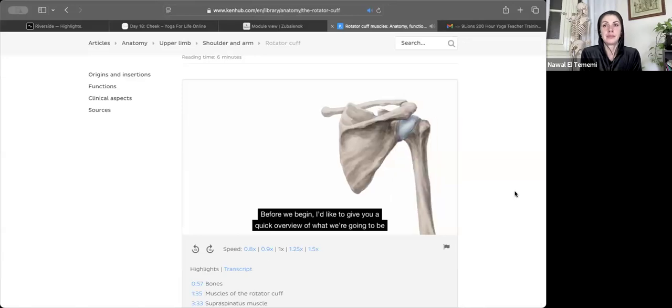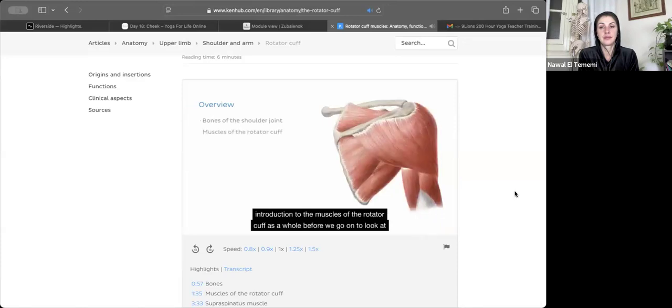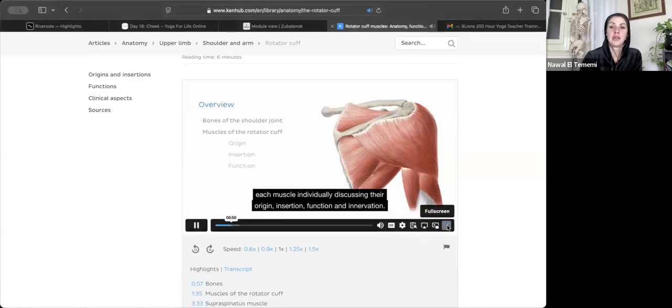Before we begin, I'd like to give you a quick overview of what we're going to be talking about in this tutorial. So firstly, we're going to be looking at the bones that make up the shoulder joint, and they form bony framework that our muscles attach to. And then I'll give you a little introduction to the muscles of the rotator cuff as a whole, before we go on to look at each muscle individually, discussing their origin, insertion, function, and innervation. Finally, we'll conclude our tutorial with some clinical notes about dislocation of the shoulder joint. Okay, so let's get started with the bones of the shoulder joint.